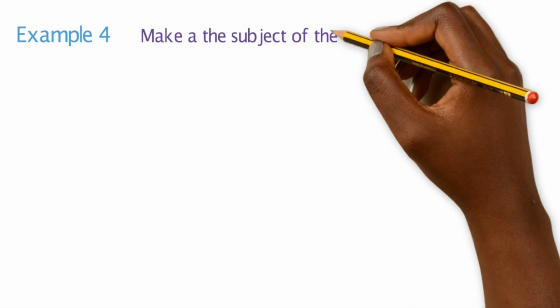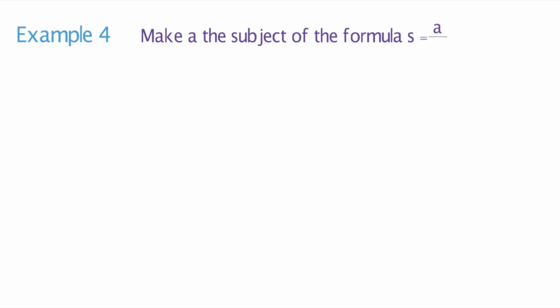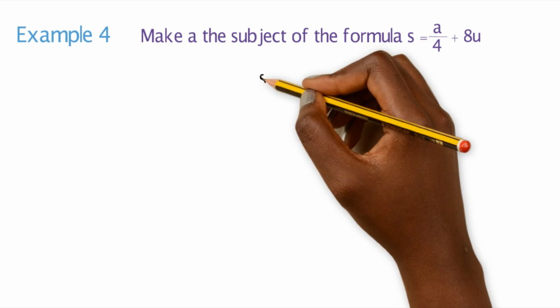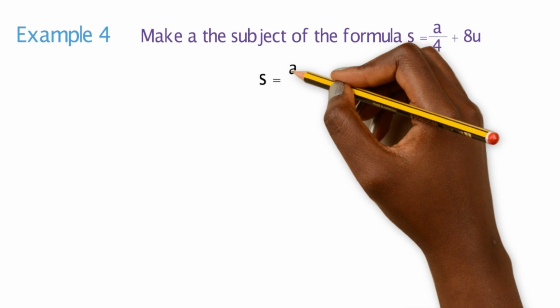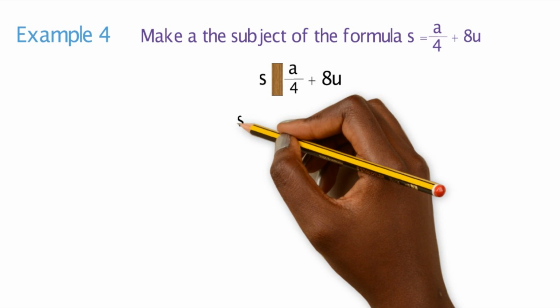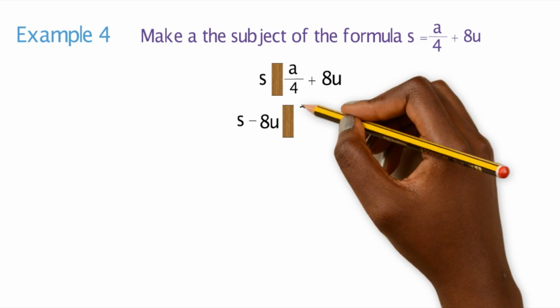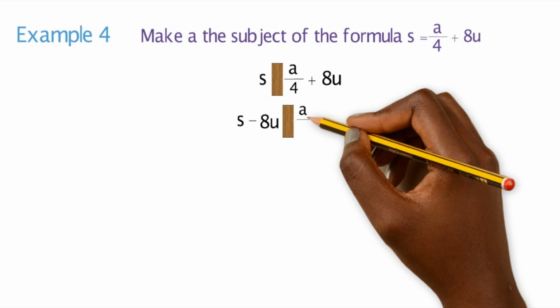So example 4. If it says make a the subject of the formula, s is equal to a over 4 plus 8u, first thing is rewrite out your whole equation. Then put your fence. I know in an exam you wouldn't actually draw a fence, but think of it as a fence to help answer these questions. So again, the first thing that you move over is 8u. So positive 8u will become negative 8u. So you've got s minus 8u, then you've got your fence a over 4.